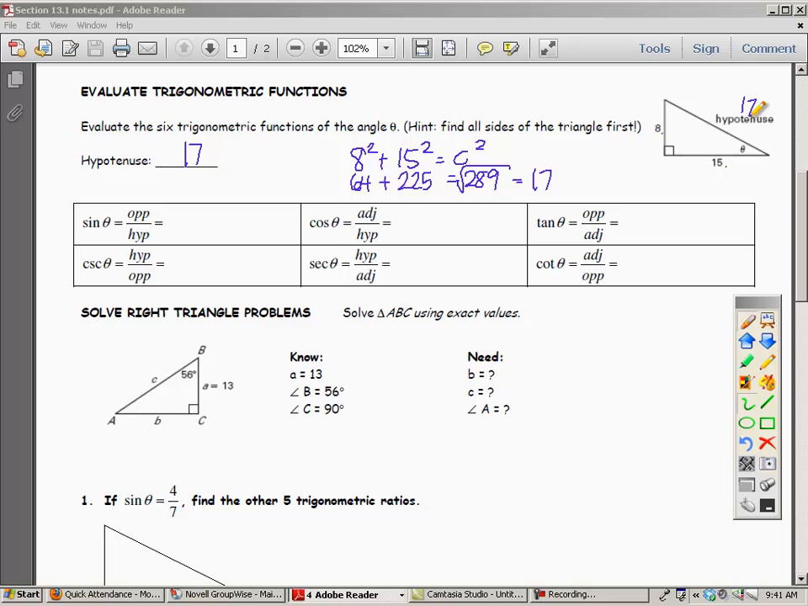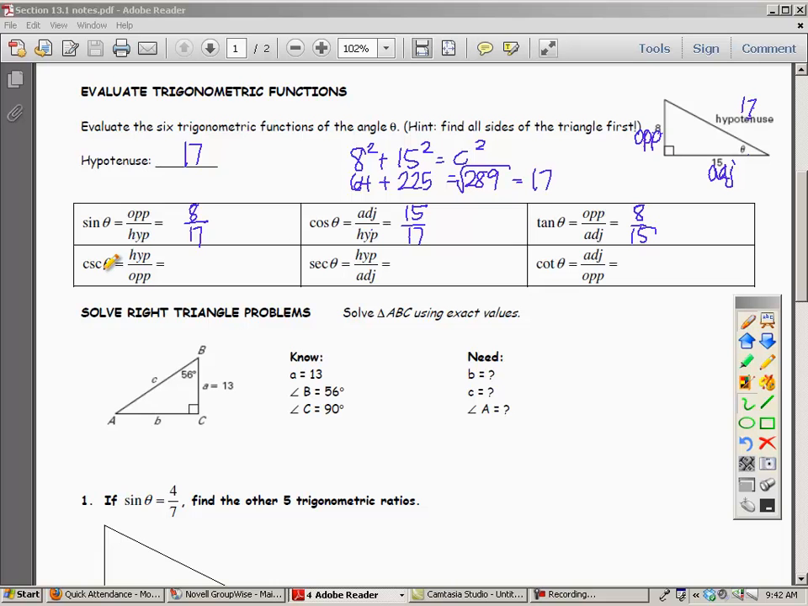Now I'm going to label my sides as well. I always start with the hypotenuse, and then I go across my angle to the opposite, and then I go down to the bottom to get my adjacent. Okay, so let's do sine. Sine is the opposite over the hypotenuse, so 8 over 17. Cosine is the adjacent over the hypotenuse, so 15 over 17. And lastly, tangent is opposite over adjacent, so 8 over 15. Okay? Now as we look at it, now we're going to do its reciprocal.